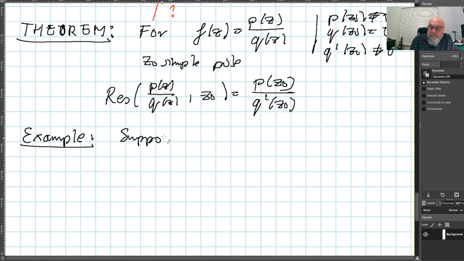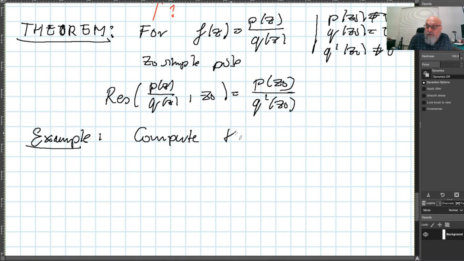Suppose we have, okay, maybe just simply write it down. Example. Compute the following integral. And let's do it. I will do it like this.